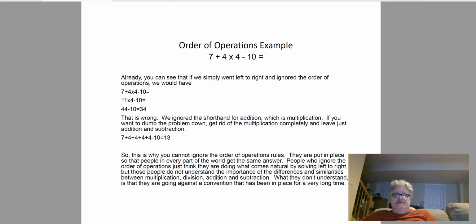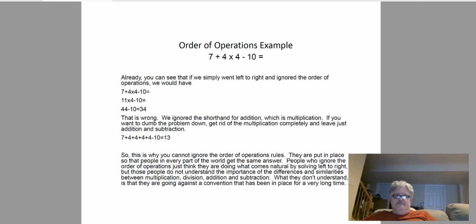So already you can see if we simply went left to right and ignored the order of operations, we would have ended up with something like this: 7 plus 4 times 4 minus 10. Well, some people would add 7 plus 4 and get 11, then multiply it by 4 and subtract 10, you'd end up with 34, which is completely wrong. We ignored the shorthand for addition. If you solve left to right, you're ignoring the shorthand that comes from multiplication. You're ignoring the precedence of multiplication.